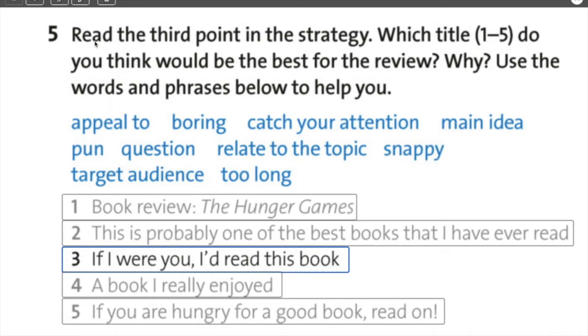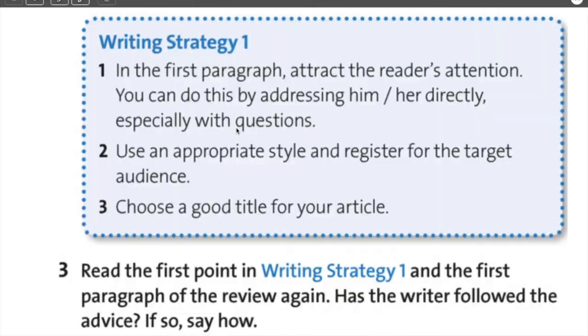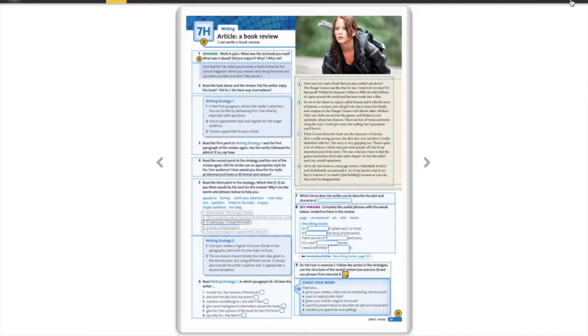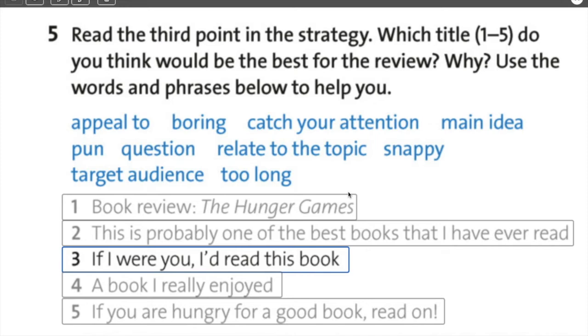Read the third point in the strategy. Which title from 1 to 5 do you think would be the best for the review? Why? Use the words and phrases below to help you. So, let's read it. Choose a good title for your article. Okay, now let's try to read the titles that we are given. Book review, The Hunger Games. This is probably one of the best books that I have ever read. If I were you, I'd read this book, a book I really enjoyed. If you are hungry for a good book, read on.